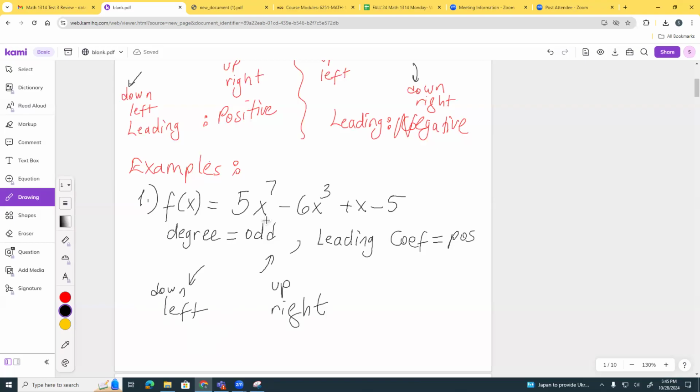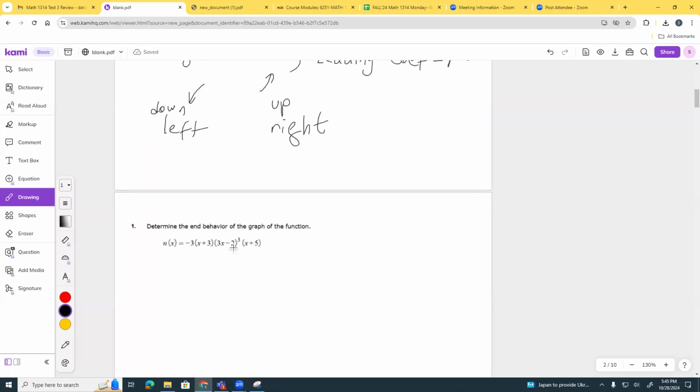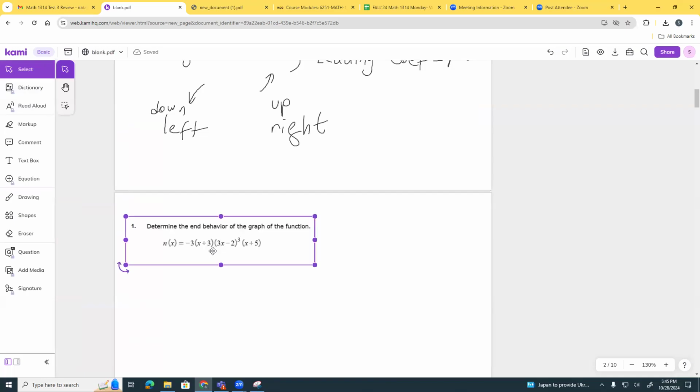Yes? Only the highest one? Yes. The highest exponent is called the degree, and the number in front of the highest exponent is called the leading coefficient, right? Okay. So the degree can be 3 if that's the highest one. Yes. Okay, finally, let's look at the first question.